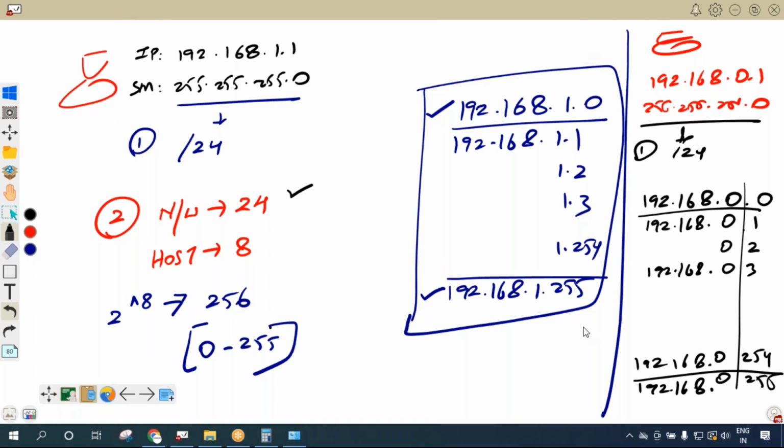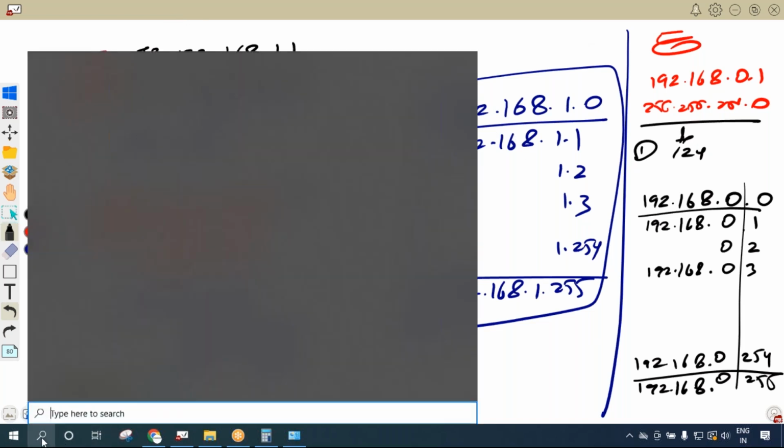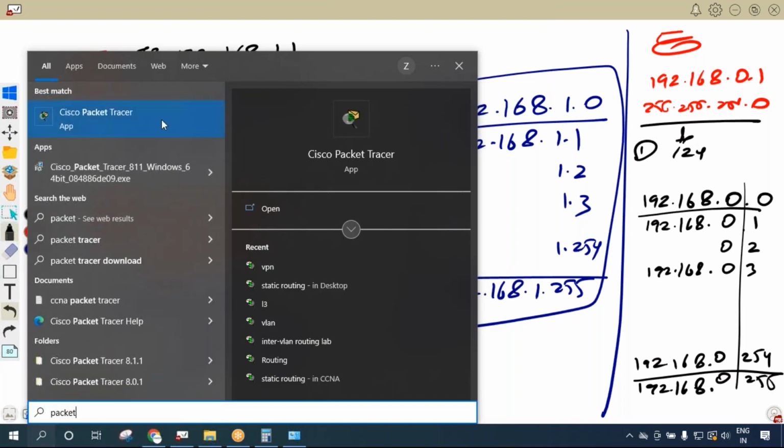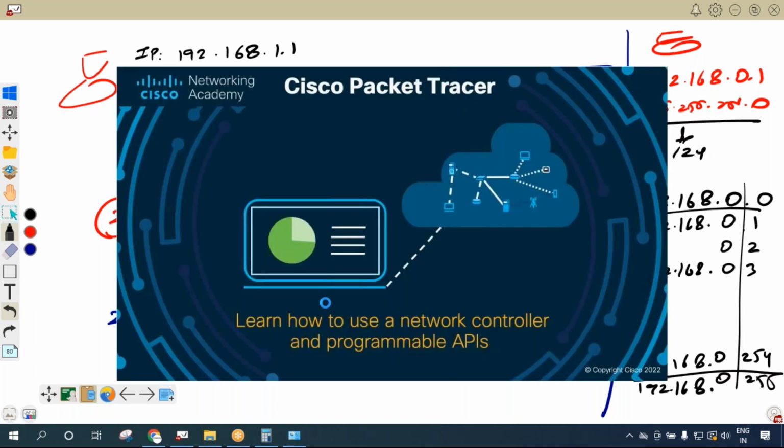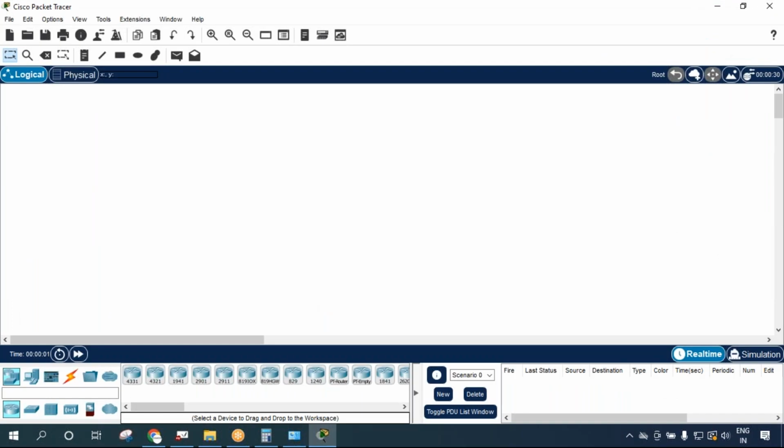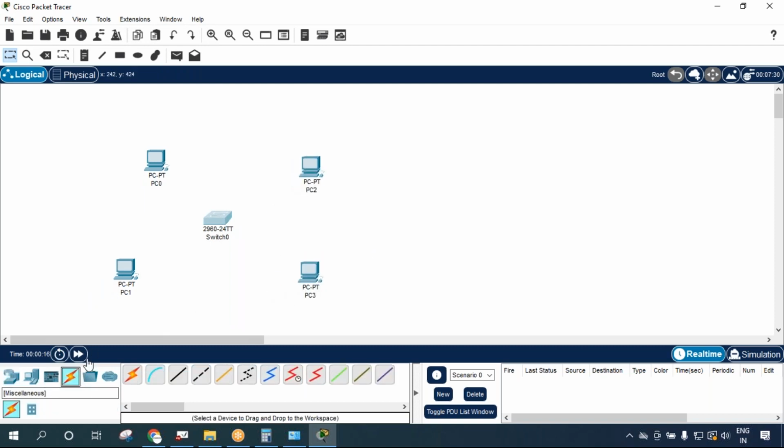So now, my dear friends, let's go ahead, and if you already have the packet tracer, that's good. If not, open up the packet tracer and let's see a different kind of setup. Now we have to learn about /25, /26, /27, and so on. So I will take a switch and 4 PCs, the same kind of lab as in the previous lab, and I will connect them.